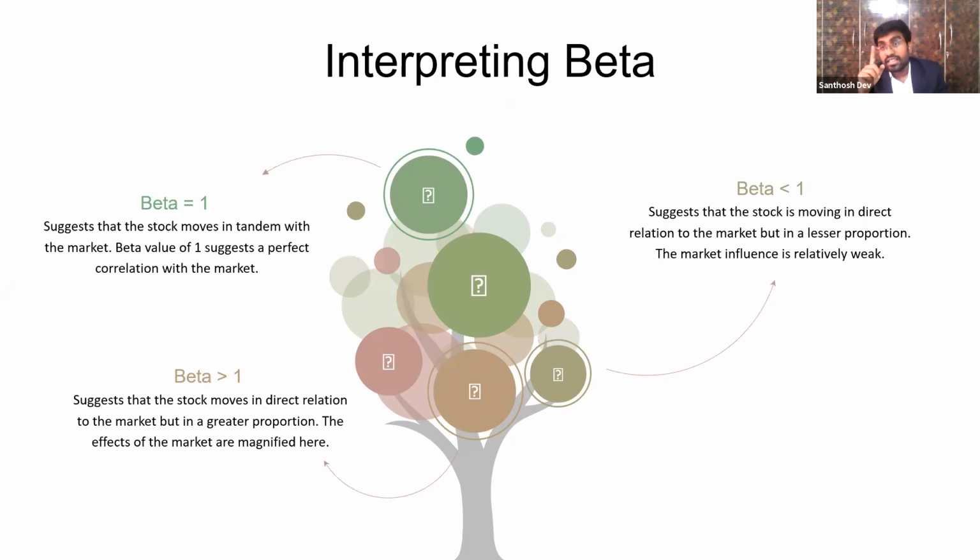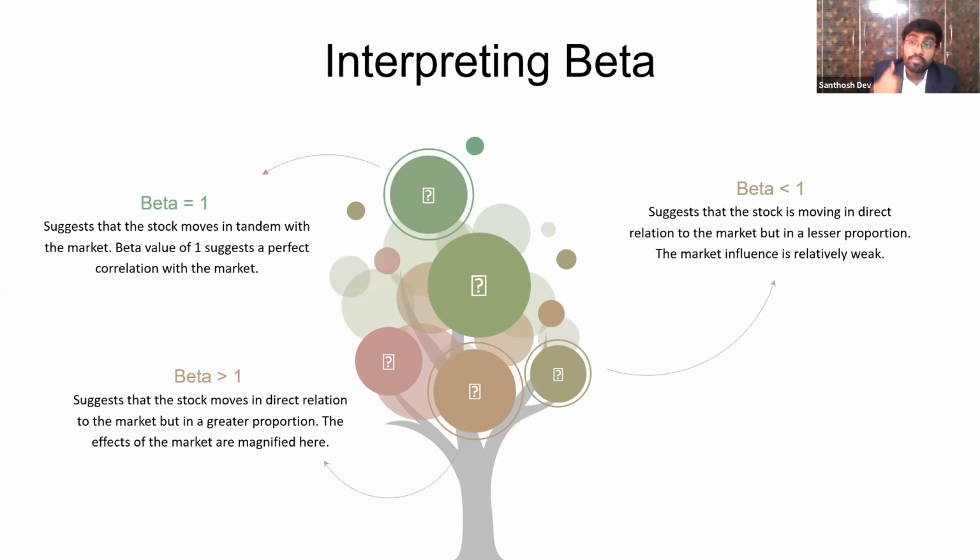If the beta is lesser than 1, then it's a different story. When the market gives 10% return, this stock is going to give you 5% return. If the market gives 10% negative return, it is going to give you negative 5% return. It is moving as a percentage, but it is moving in the same direction as the market. This is the interpretation of beta with a less than 1 value.